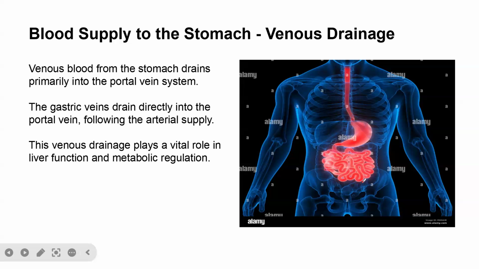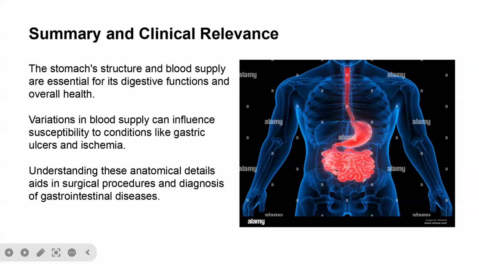Then the next thing is the summary and clinical relevance. The stomach structure and blood supply are essential for its digestive functions and overall health. Variations in blood supply can influence susceptibility to conditions like gastric ulcers and ischemia. Therefore, understanding these anatomical details aids in surgical procedures and diagnosis of gastrointestinal disease.